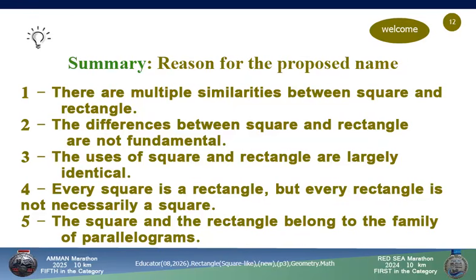Summary. Reason for the proposed name. 1. There are multiple similarities between square and rectangle. 2. The differences between square and rectangle are not fundamental. 3. The uses of square and rectangle are largely identical. 4. Every square is a rectangle, but every rectangle is not necessarily a square. 5. The square and the rectangle belong to the family of parallelograms.